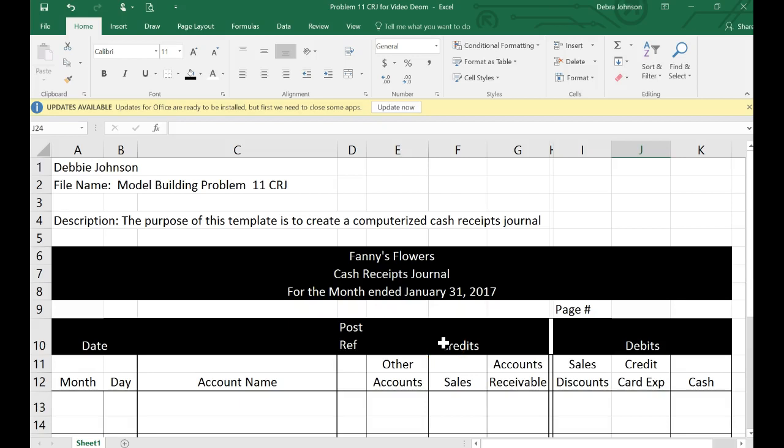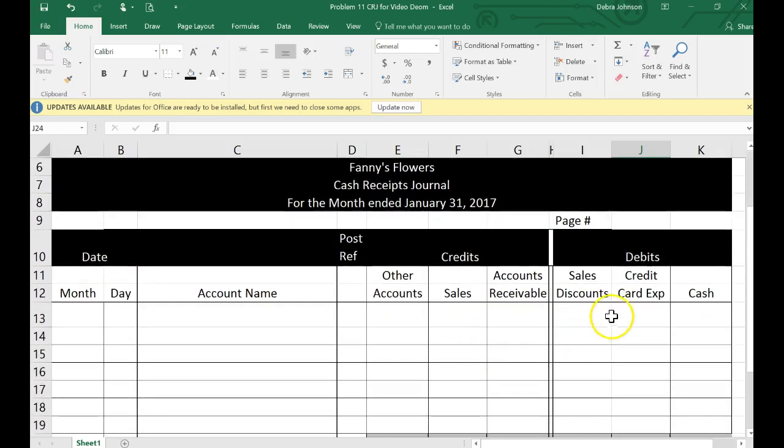Because this is a book of original entry, there is no need to have a data section or answer section. That's because this is the first place a transaction gets recorded, which means it will change from day to day. So your time is going to be spent around the appearance and making this look like a real life journal or ledger. So you'll spend some time making sure that you create the appropriate columns, that you show the difference between the debits and the credits.